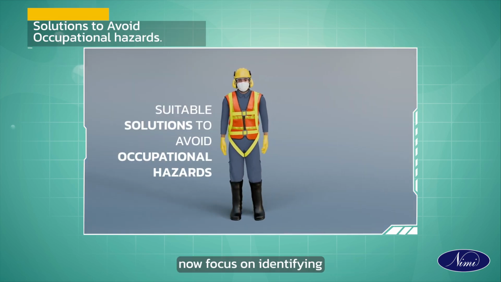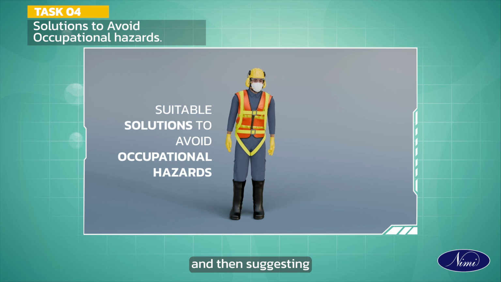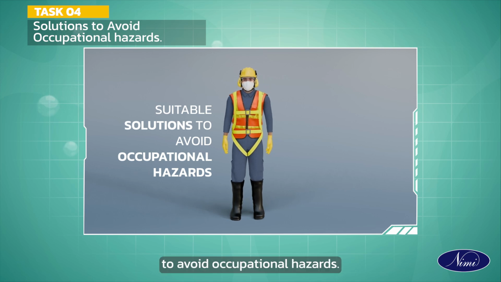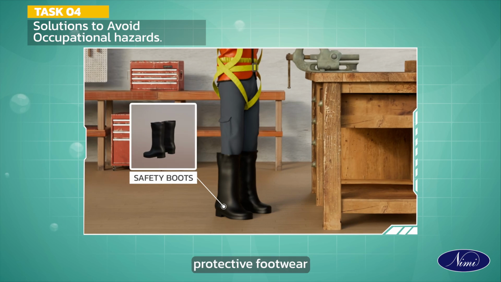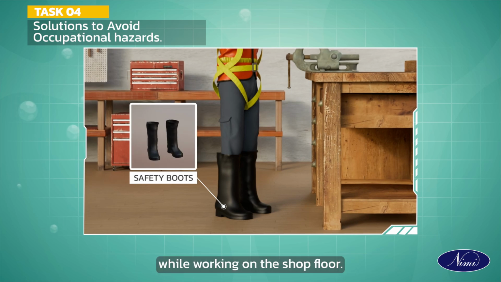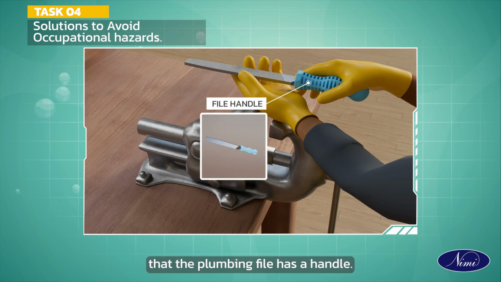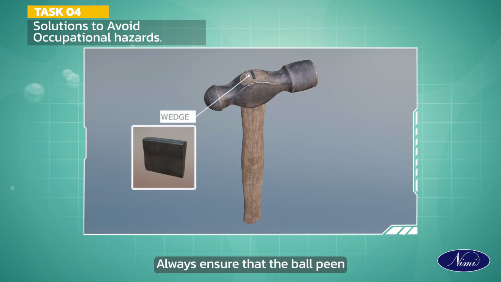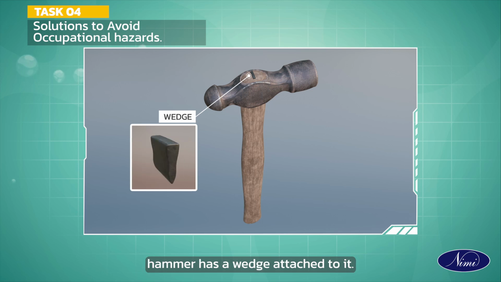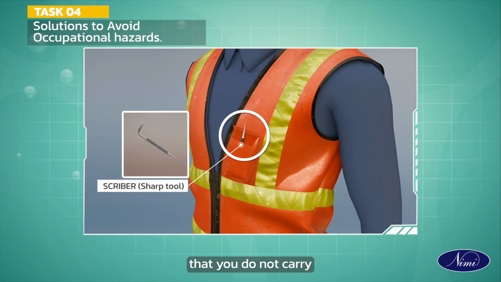Let us now focus on identifying and then suggesting suitable solutions to avoid occupational hazards. Always wear suitable protective footwear while working on the shop floor. Always ensure that the plumbing file has a handle. Always ensure that the ball peen hammer has a wedge attached to it. Ensure that you do not carry an open tool in your pocket.